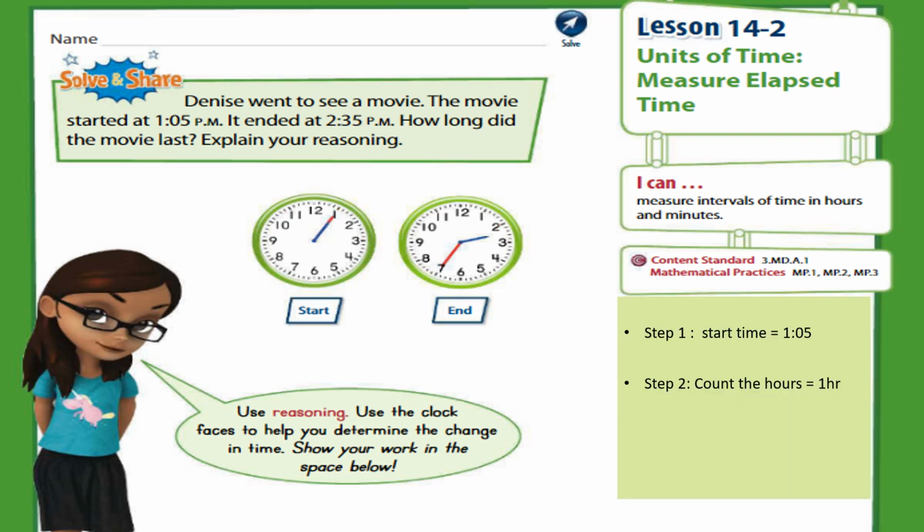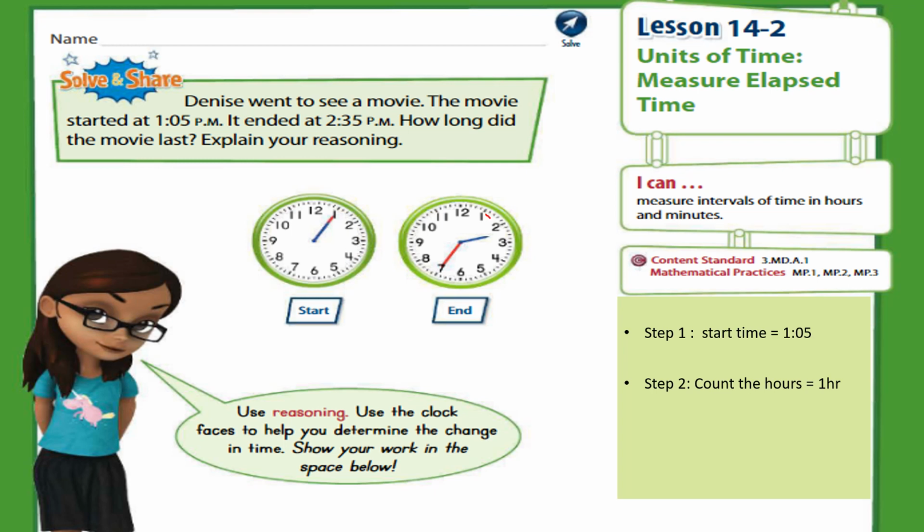So at the end time, the minute hand is on 7. And at the starting time, it was on 5, right? So how many minutes passed?